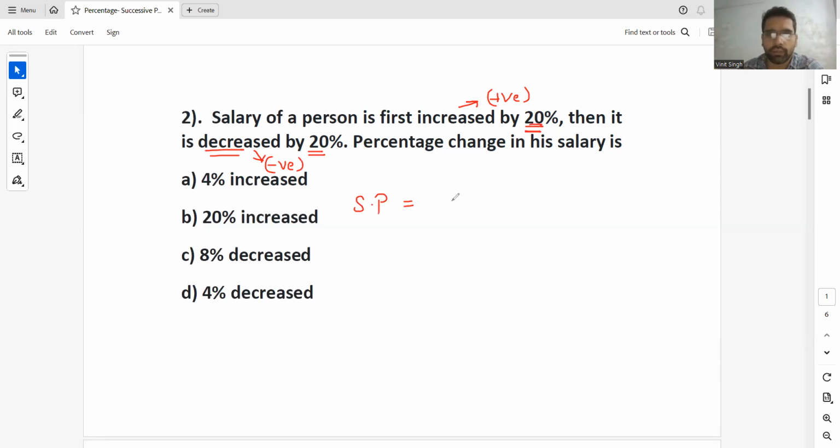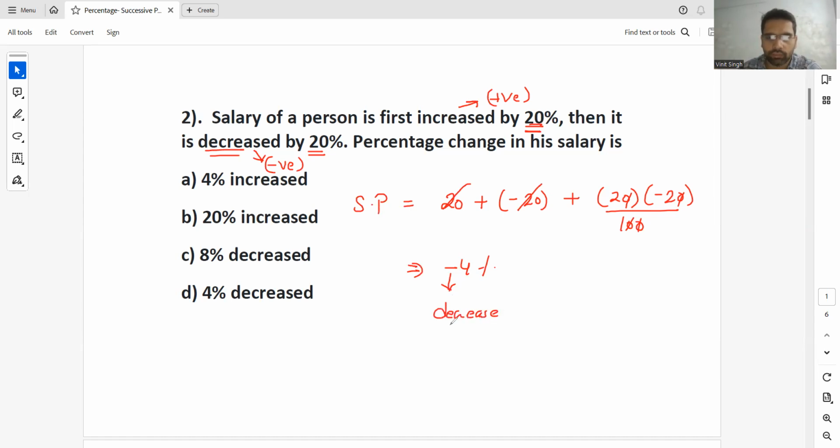In case of increase, we will take positive 20. In case of decrease, we will take negative, minus 20. So plus 20 for the increment, minus 20 for the decrement. Plus 20 minus 20 cancels out. Here 2 into minus 2 is equal to minus 4. Now here the minus sign will show the decrease. So 4% decrease in the salary. So option number D will be the right answer.